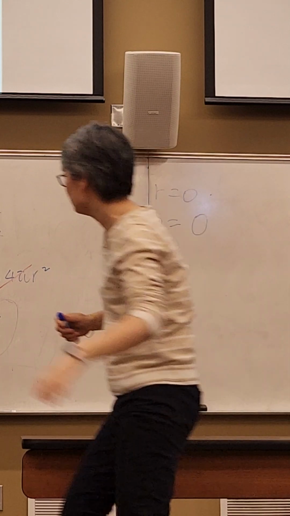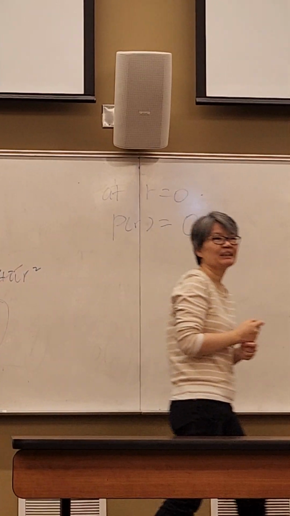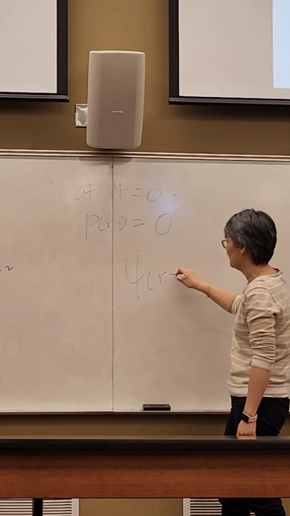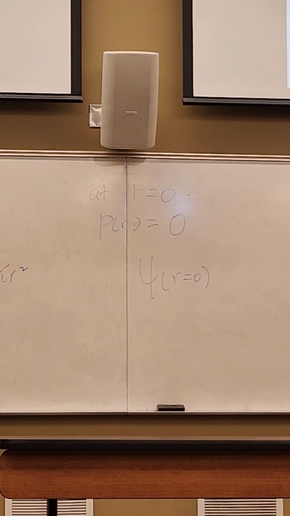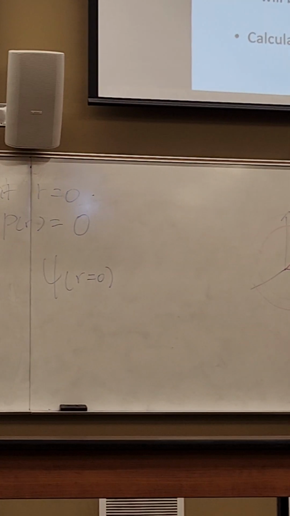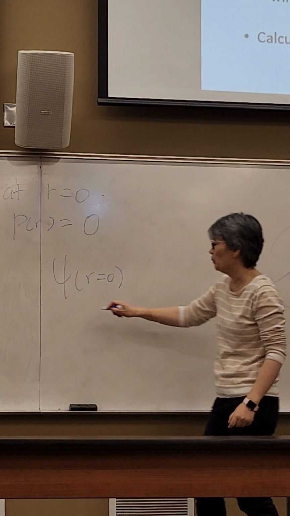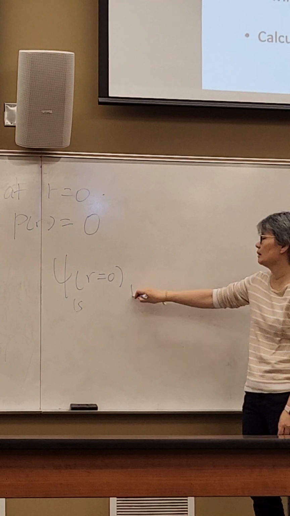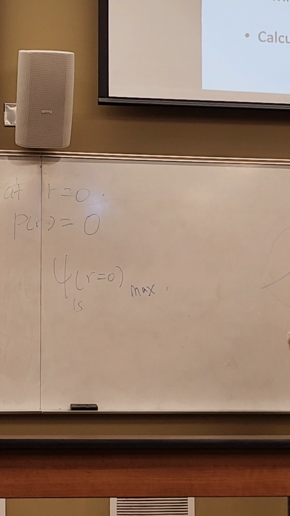Have you been thinking about this? I can make it as complicated as I would like to. Now think about it. What about the wave function at r equals 0? Is it the maximum, minimum, or I don't know? The wave function for the 1s orbital at r equals 0. And that is the maximum value.